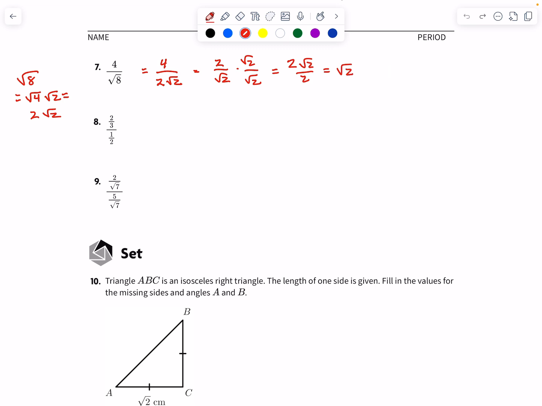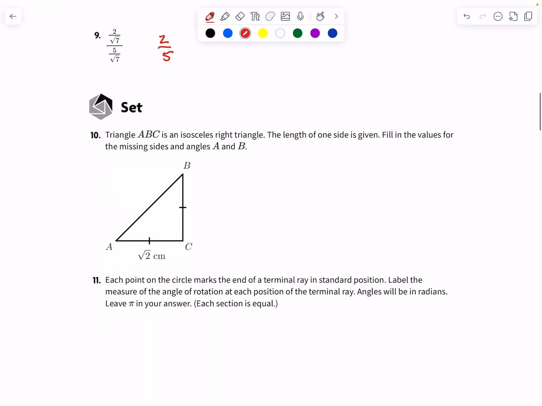Yeah, that's all I want to say about that one. 2/3 over 1/2. We don't have a common factor. We'll have to just flip. Cancel the common factor of √7. There we go.